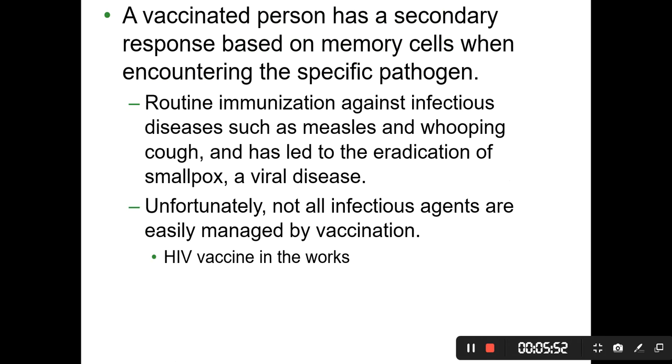Now, a vaccinated person has a secondary response based on the memory cells when encountering the specific pathogen. So, what happens when you get a vaccine? Your memory cells will form those antibodies, and those specific antibodies will work against those specific infections. Now, routine immunization against infectious diseases such as measles and whooping cough has led to the eradication of smallpox, a viral disease. So why do we need to take vaccines? Because by taking vaccines you are trying to eradicate the disease. If you are vaccinated against measles, you are not going to develop measles because your body already has the antibodies to fight against it.